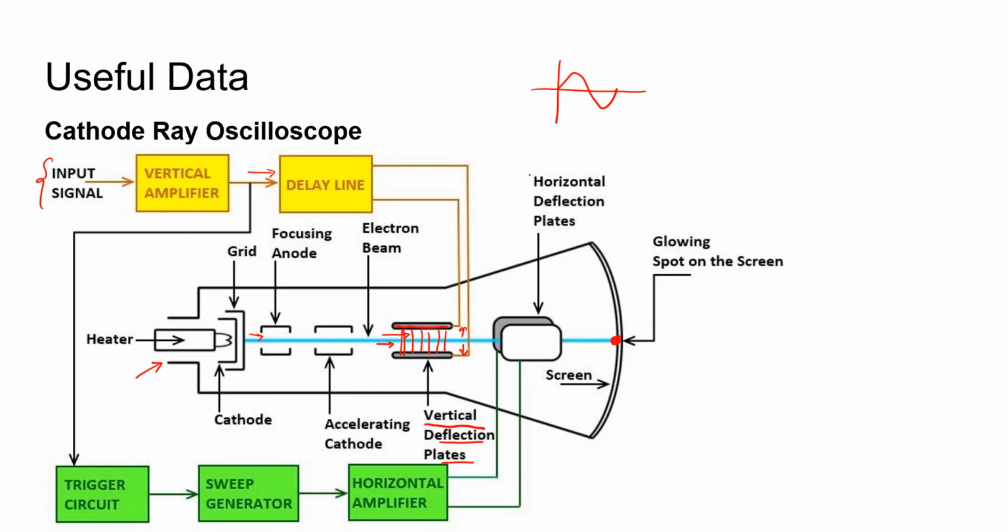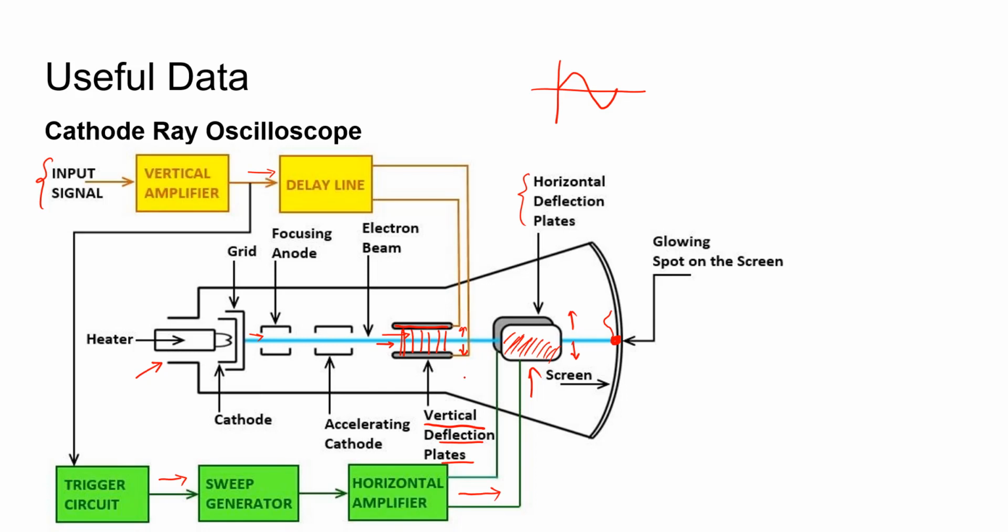Similarly, we have a pair of horizontal deflection plates next to it. These horizontal deflection plates move the electron beam towards left and right, and these plates are energized by the signal from the trigger circuit. A sawtooth waveform is generated and the horizontal amplifier amplifies this signal and energizes these horizontal plates. Based on the voltage supplied to these plates, the electron beam moves left and right, and correspondingly we will be getting a curve on the screen respective to the vertical deflection plates and horizontal deflection plates.